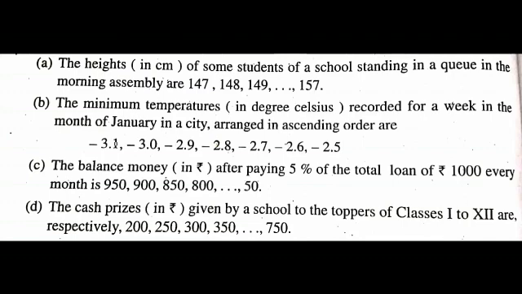Here in all the lists, we see that successive terms are obtained by adding or subtracting a fixed number to the preceding terms. Such a list of numbers is said to form an arithmetic progression. In short, it is called an AP. So now it's time to define AP.